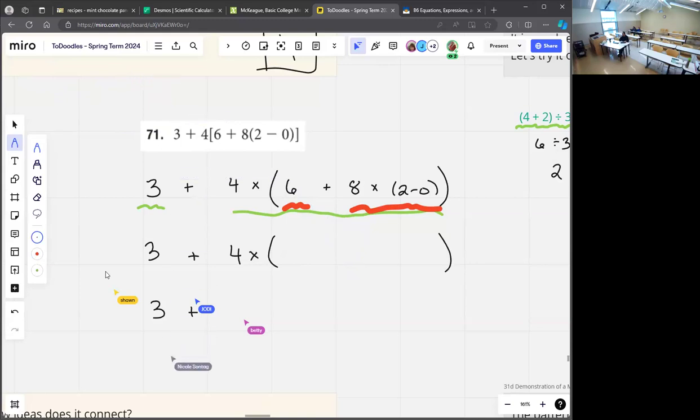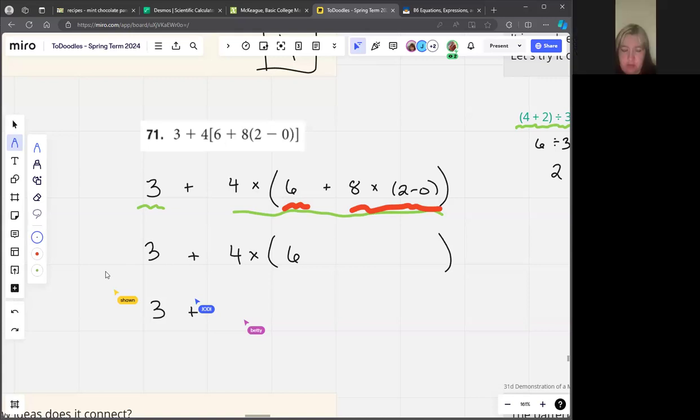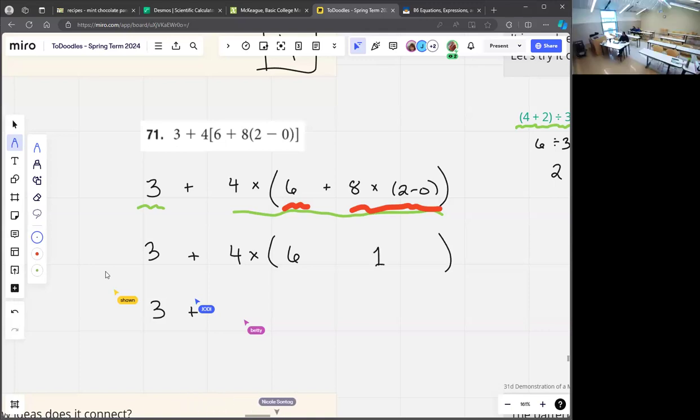And what does this parenthesis turn into? Well, the 6 just stays a 6. On the other side, this 2 minus 0, I have to do first. So what's 2 minus 0? 2. And then 8 times 3 is 16. And I'm adding them up. So I'm going to get 4 times 6 plus 16 is 24.